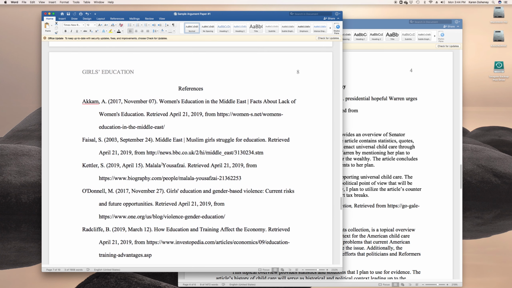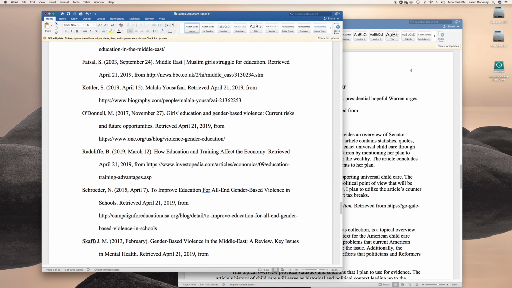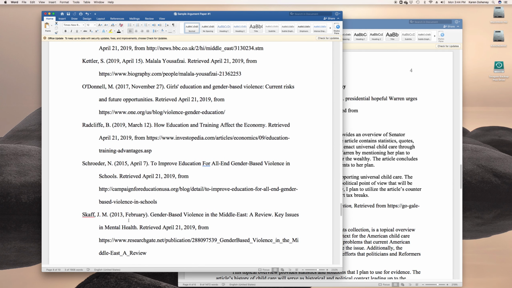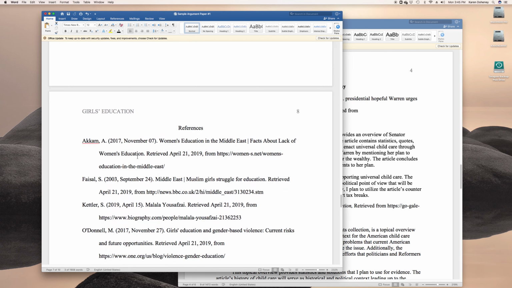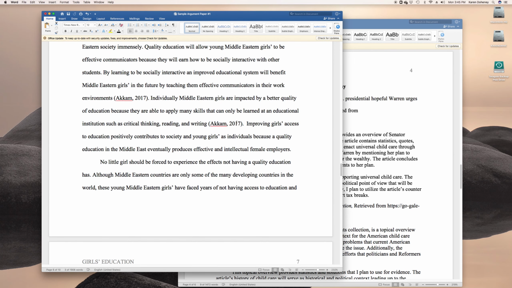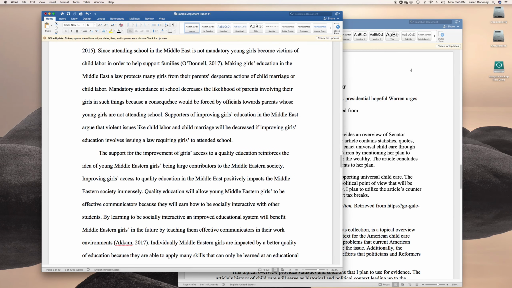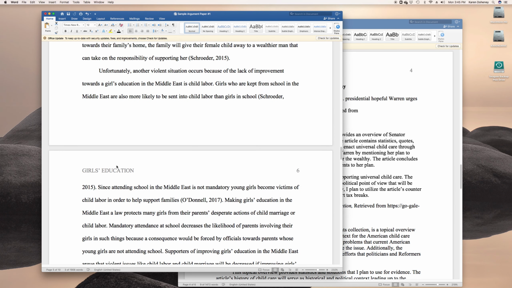So just take a look at the references. Again, it's in alphabetical order, okay? It's got that hanging indent, right? Alphabetical order, but no annotations down here. Why no annotations? Because all of the information from these sources should be in the paragraphs in your argument paper. And indeed, if we look, here's Akram. And you'll see there's O'Donnell, we saw that one. Here's Schroeder, you saw that one. So that's how you know.